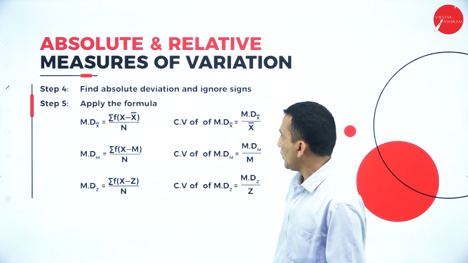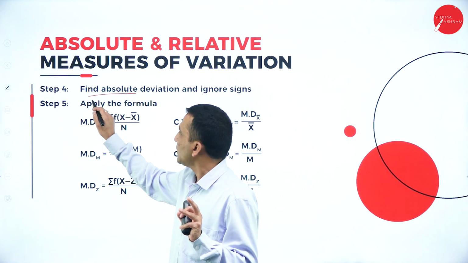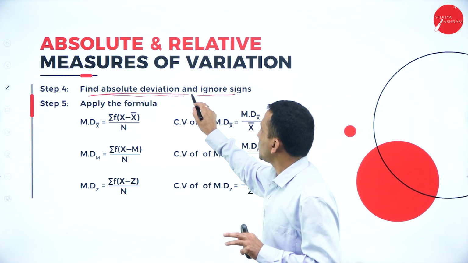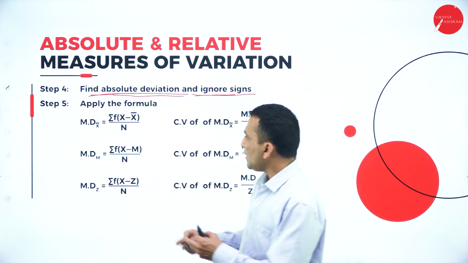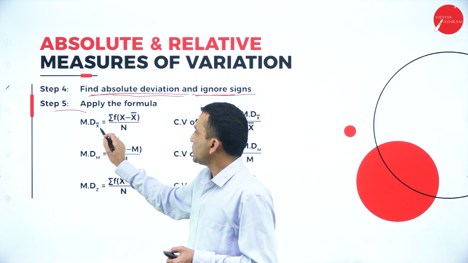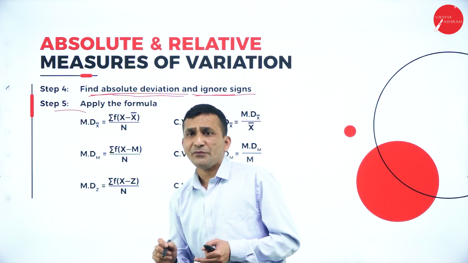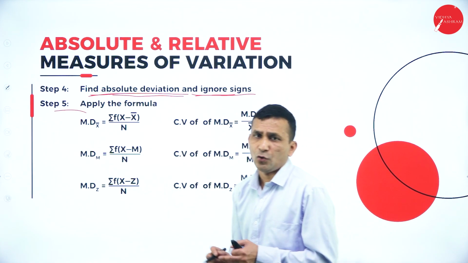So that's what. Moving forward, the fourth step is also the same thing, there is nothing that changes here. Find the absolute deviation and ignore the sign. Now the fifth step, according to the formula, mean deviation of x bar is sigma f into |x minus x bar|, because the frequency is given in the question, in the grouped data.